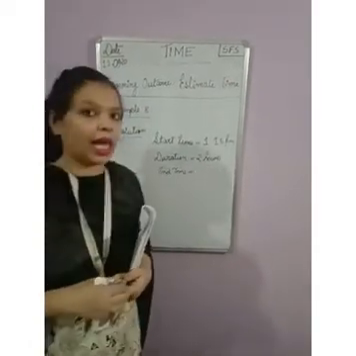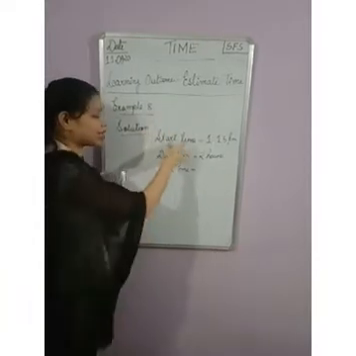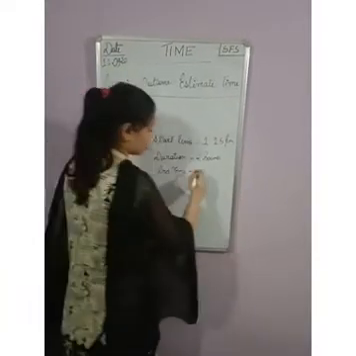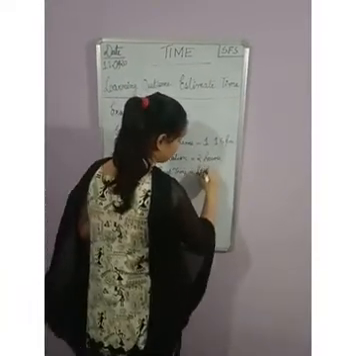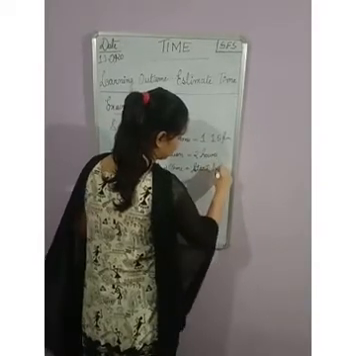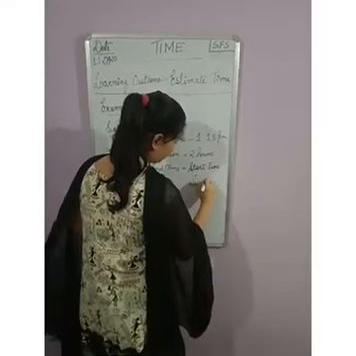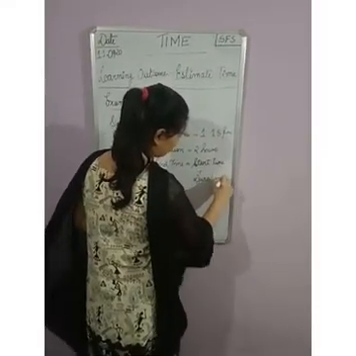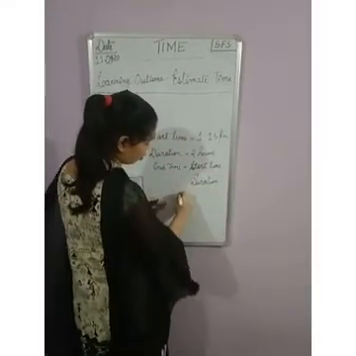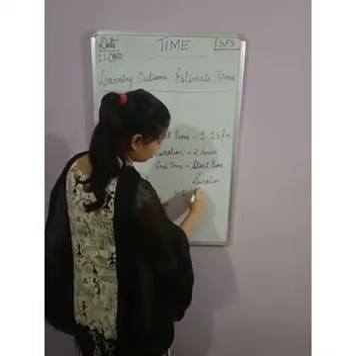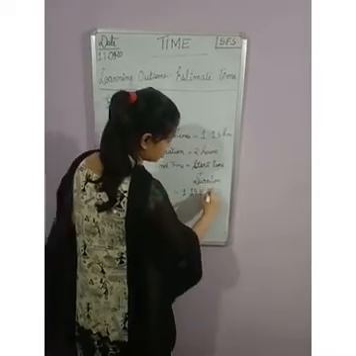According to the formula, end time is equal to start time plus duration. So start time plus duration. Now what is the start time here? 1:15 plus duration is 2 hours.